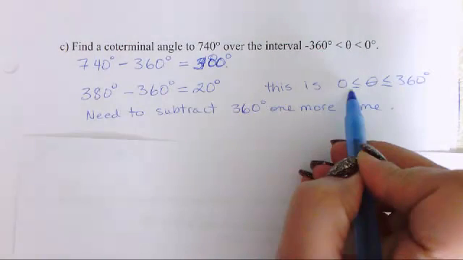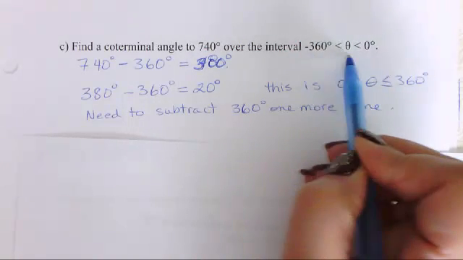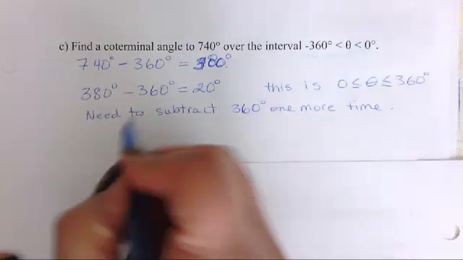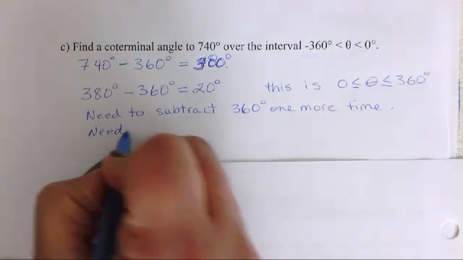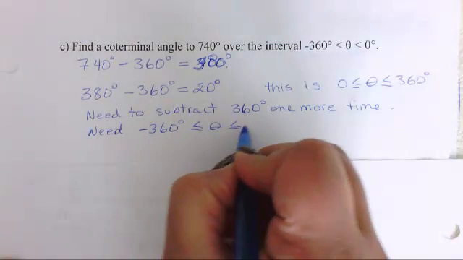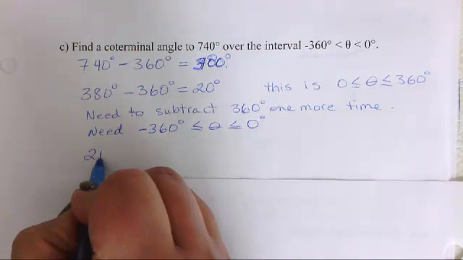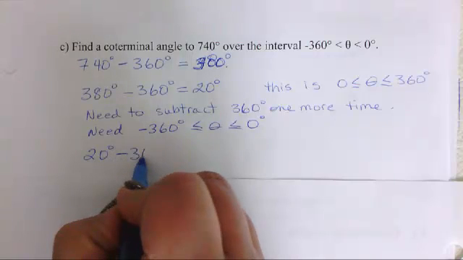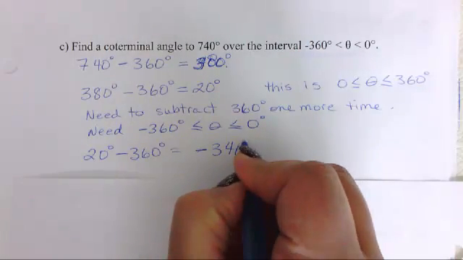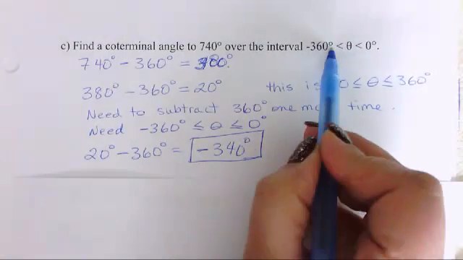Now, this isn't quite in the range that I need, right? I want it here. So I need to subtract another full revolution in order to get it in this domain. I need a number that's in between -360 degrees and 0 degrees. So let's do that. We are going to take the 20 degrees that we ended off with, and I'm going to subtract another 360 degrees, and I'm going to end up with negative 340 degrees. So this is what I am looking for to satisfy this right here.